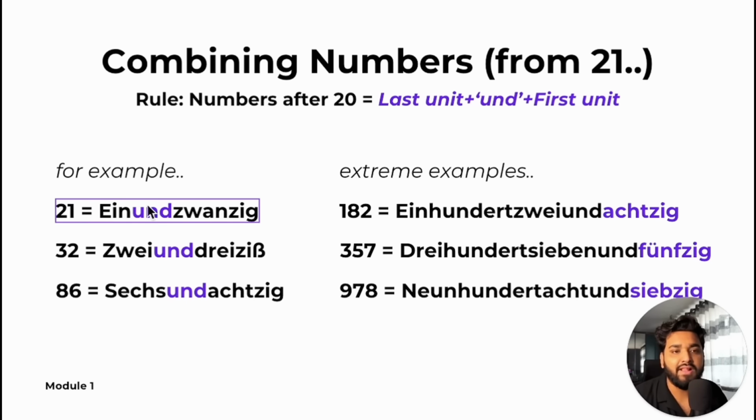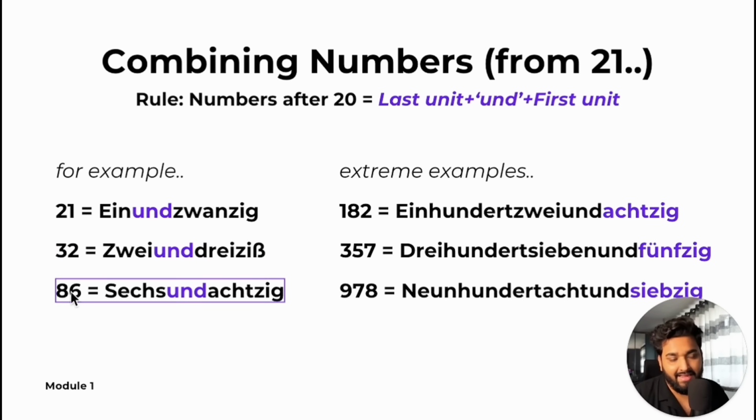So the same rule applies for all the numbers, like for 32, zweiunddreißig. Remember the last unit 2, and then und, and then 30 for the first unit, yeah? 86 will be 6, then und, and then 80, the first unit.